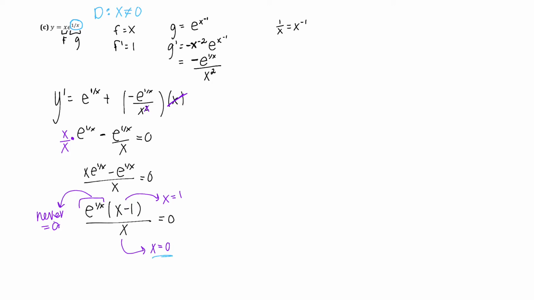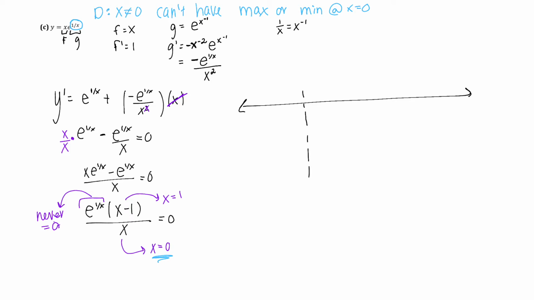So it's important that we include this on our sign chart, because we can change from increasing to decreasing there, but we can't have a max or a min at x equals 0. But it does go on the sign chart. It essentially becomes an important value, but not a critical value. So what I like to do is put asymptote lines, just to note that it's not possible for that one to be a maximum or a minimum.